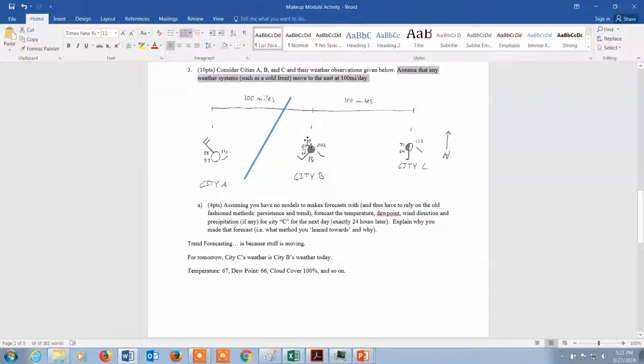I hope that this helped out, and I really hope that this at least sheds a little bit of light on this activity. It takes a little time, but definitely go back and review persistence, trend, and climatological forecasting, and hopefully that'll help make this a little bit clearer.